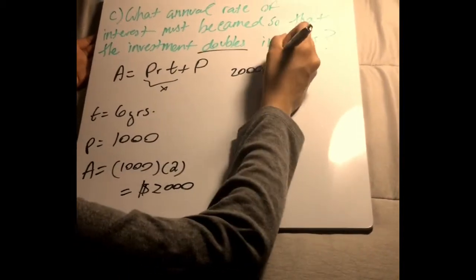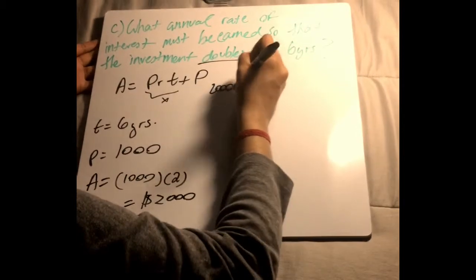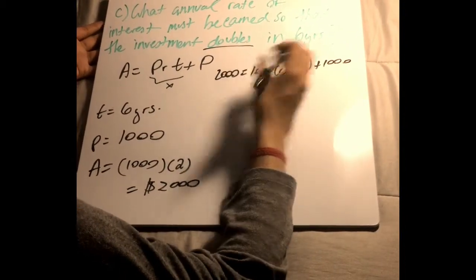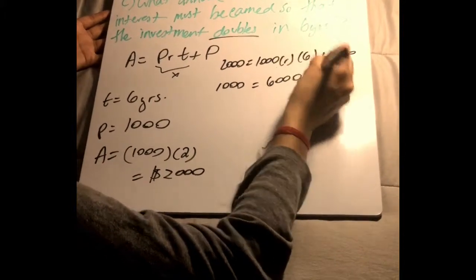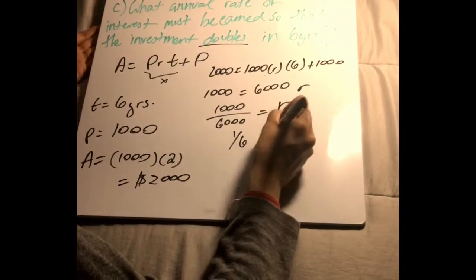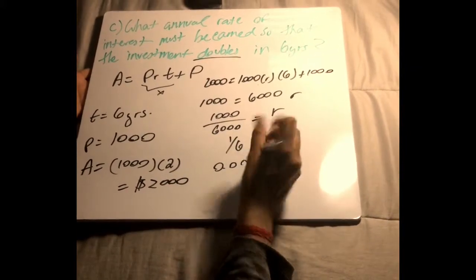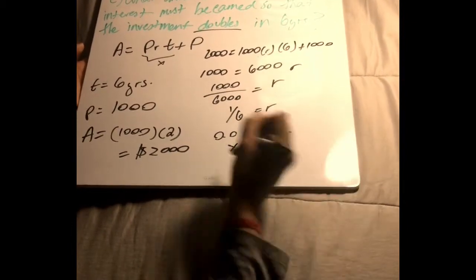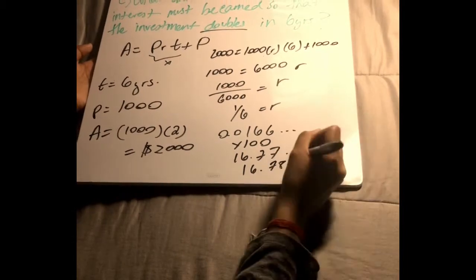So we're going to do 2,000 equals principal times rate. Sorry, I'm just going to move this over because I don't have any room. So 2,000 equals 1,000 times your rate times 6, which is your time, plus 1,000. So you're going to subtract 1,000 from 2,000, which is equal to 1,000. Then when you multiply 6 by 1,000, you're going to have 6,000 r. And then you're going to divide 1,000 by 6,000 for r, which is equivalent to 1 over 6 equals r. But you want a percentage rate for your interest. So this is also equal to 0.1666, and the sixes continue, but you want an interest rate, so you're going to multiply this by 100, which gives you 16.7777, and that is also equal to a 16.78% interest rate.